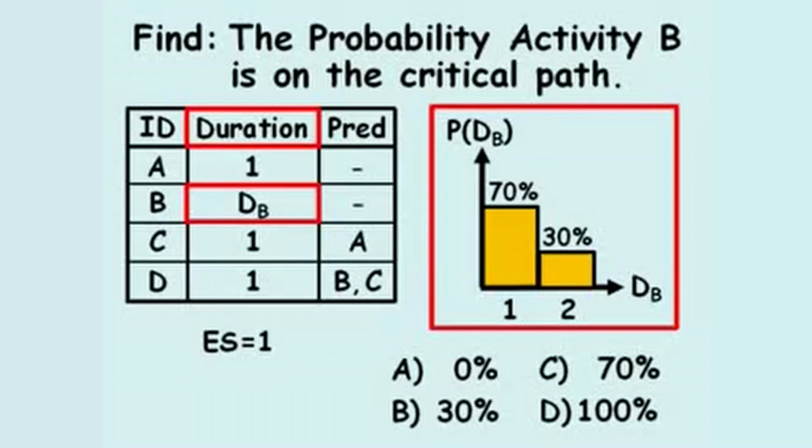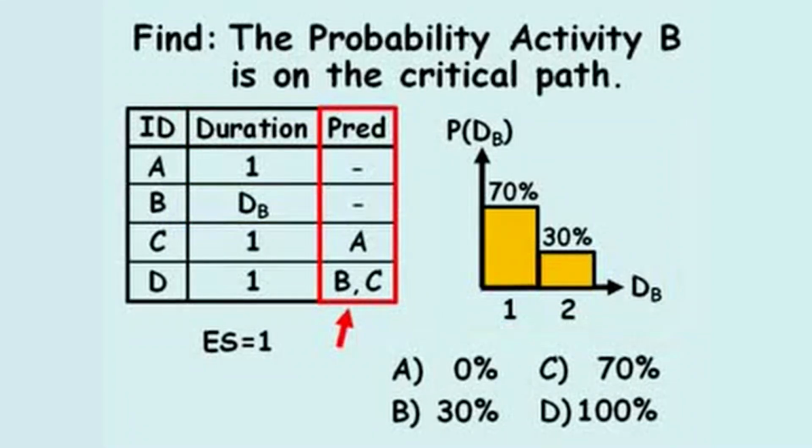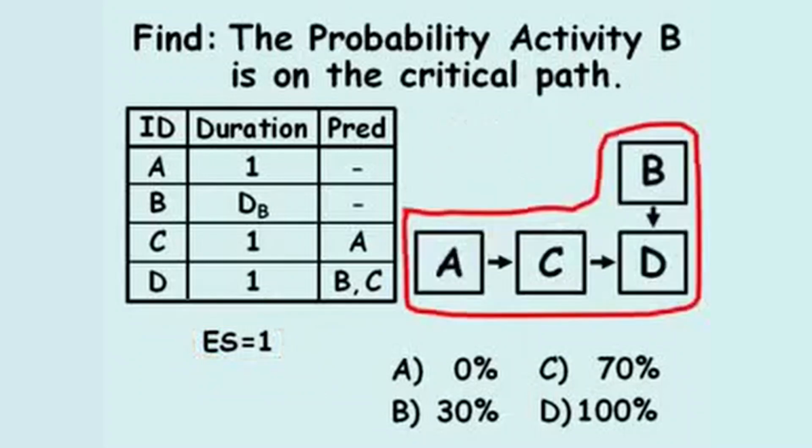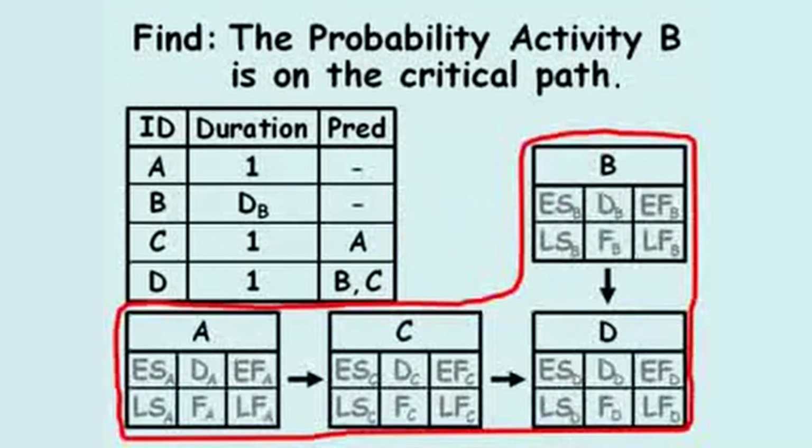The predecessor activities are also provided, and we know the early start of the entire project equals 1. From the activity table, we can sketch out a simplified network diagram, which shows activity sequencing. A detailed network diagram would include information for early and late start and finish, as well as the activity duration and float.